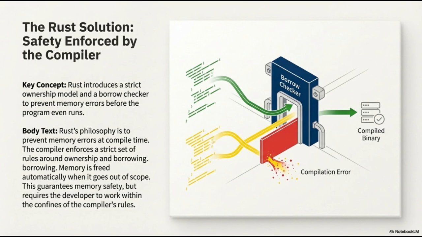While this requires developers to work strictly within the compiler's confines, it provides a powerful guarantee. If the code compiles, it is memory safe. This approach eliminates the need for manual memory management or a runtime garbage collector, as memory is freed automatically the moment it goes out of scope.